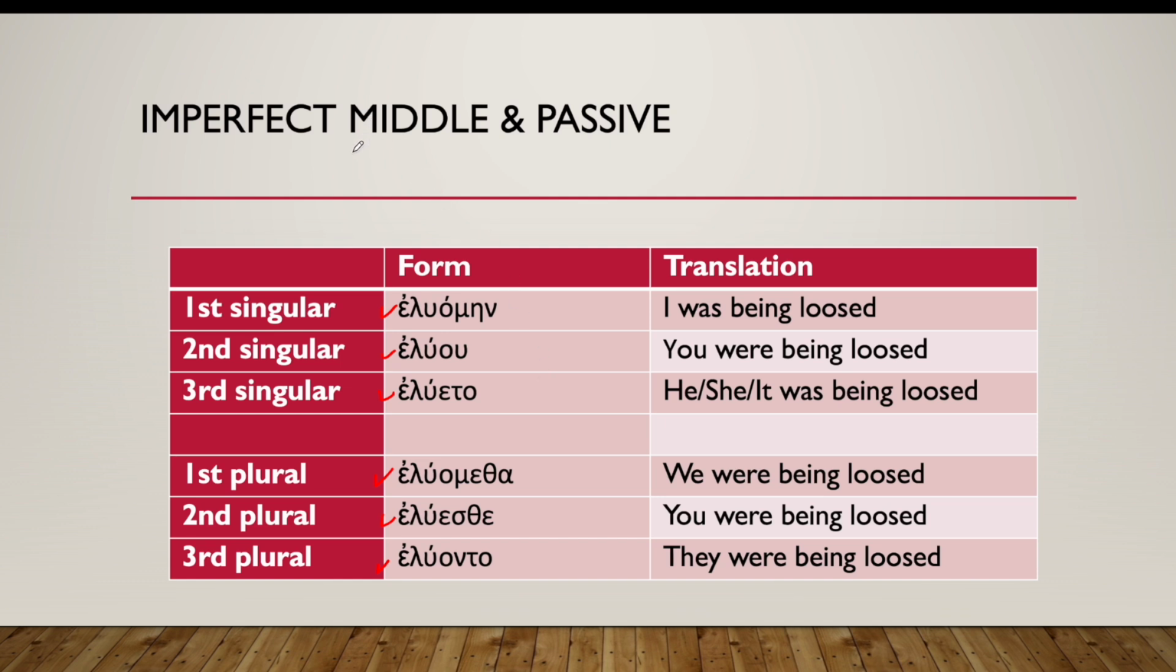And remember, these are middle and passive. So what I've done here is give you the passive translation of these verbs. If you want to see the middle nuances, you'll see them within the textbook. So, eluomen, I was being loosed. So the idea of past action, passive action. I was tied up and I was being untied. I was being loosed by someone else.